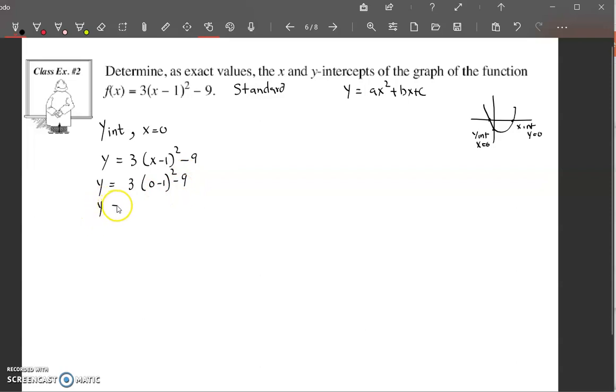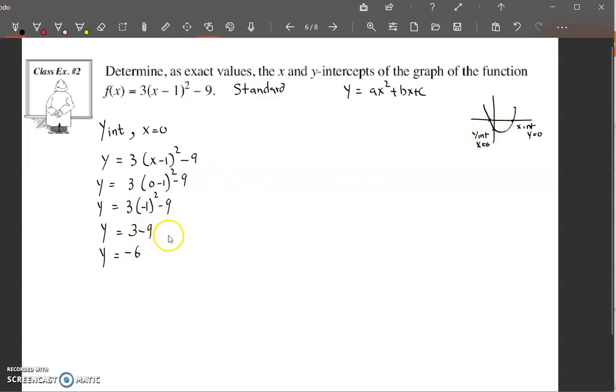Now we're simply going to simplify this side. So it will be -1 squared, which just is 1, and 1 times 3 is 3. So -1 squared becomes a +1, times 3 is 3, minus 9. And y here is going to be -6. So what this is telling me is that my y-intercept will be at -6 here.